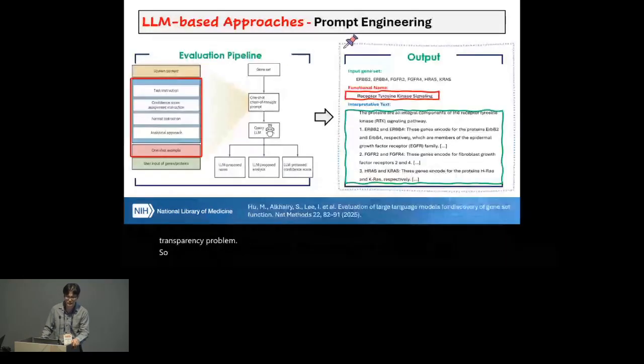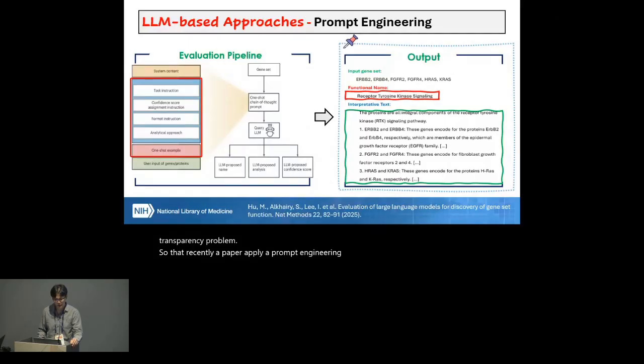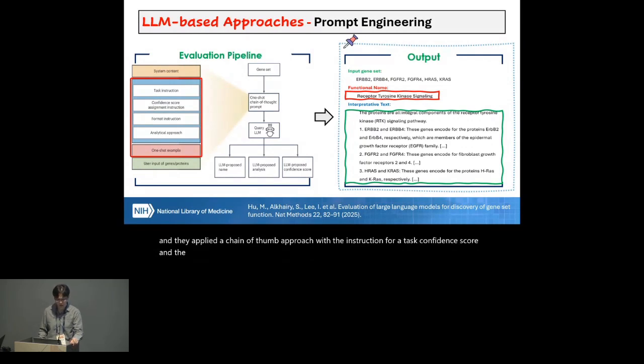So recently a paper applied prompt engineering to this problem. The input is a gene set, and they applied a chain-of-thought approach with the instruction for the task, confidence score, and the format with the analysis methods, and also a one-shot example. Based on that, the method proposes the enrichment terms and also the process behind this, and also the confidence score. On the right is an example. Given a gene list, they propose the functional names and also the interpretative text.